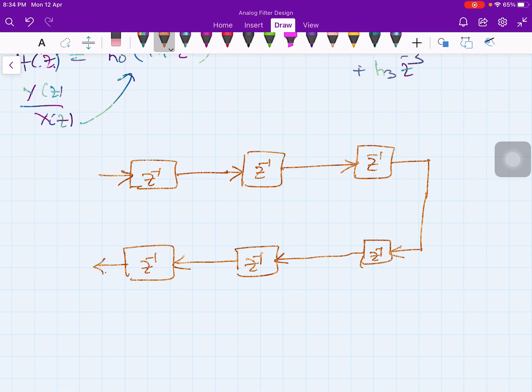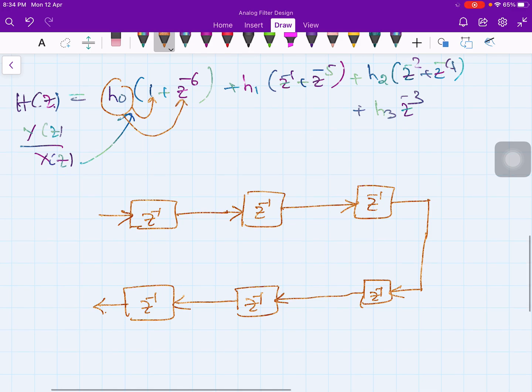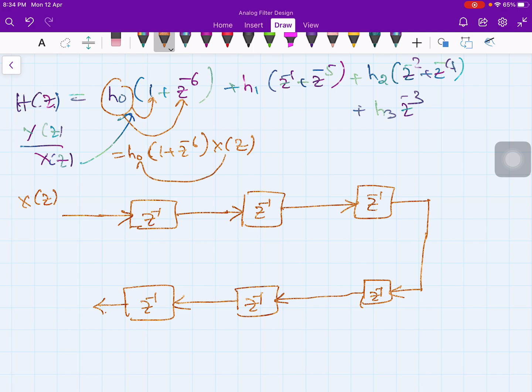So what you do is the undelayed term is now combined with the 6 delayed term. Look at here, this h0 is undelayed and again delayed by 6 times. So therefore if you take this X of z to the right hand side, you will get h0 (1 plus z to the minus 6) times X of z. Therefore this X of z is multiplied by h0.